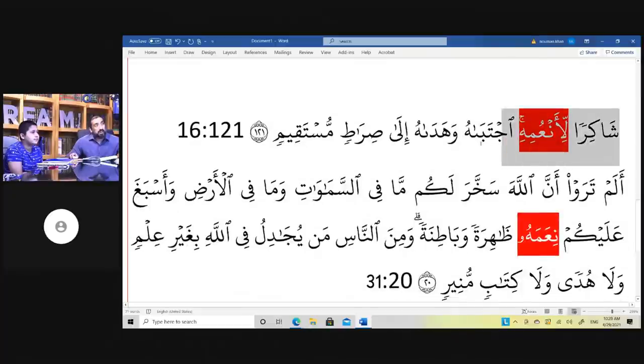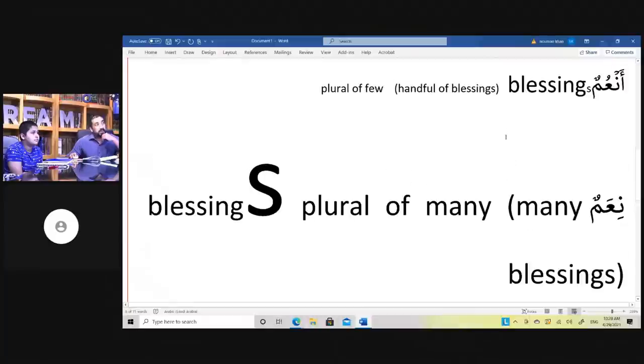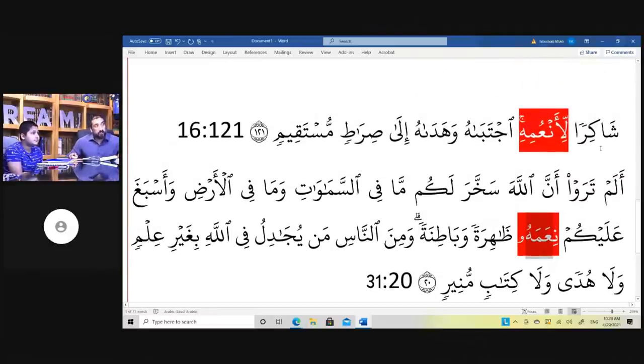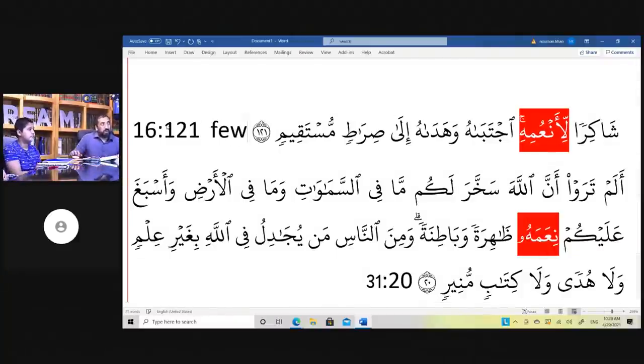So the top one, shakiran li an'umihi, many or few? Few. Ni'am, many or few? Many. Asbagha alaykum ni'amahu. Many. So the top one, 16:121, is few. And the 31:20 is many. Right? So let's understand what the ayah is talking about, and then let's figure out what Allah is doing here by using few in one place and many in the other place.